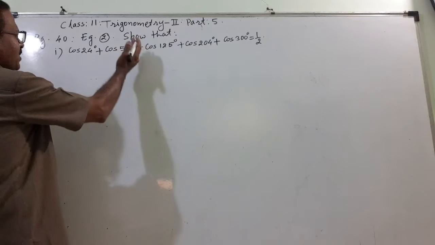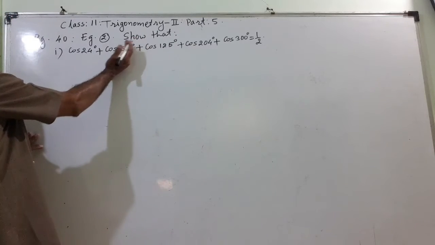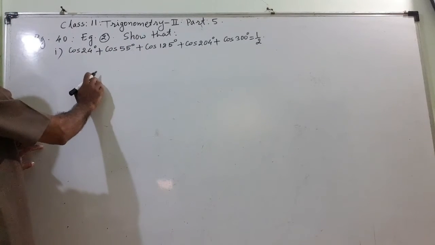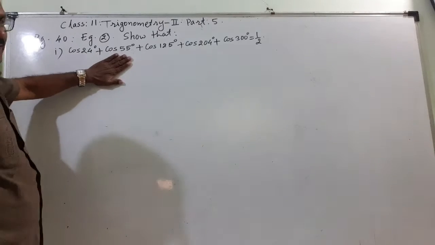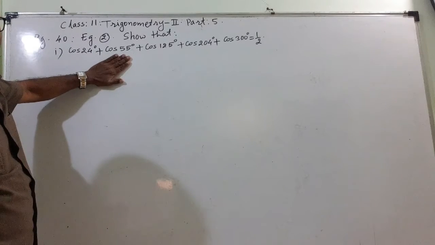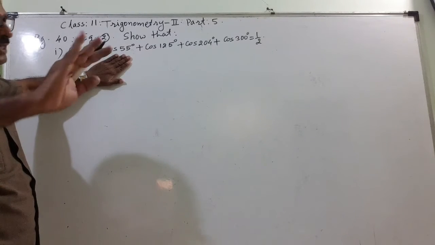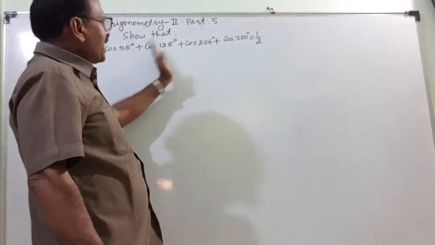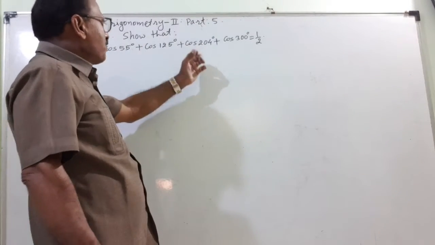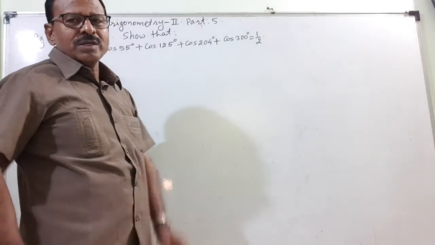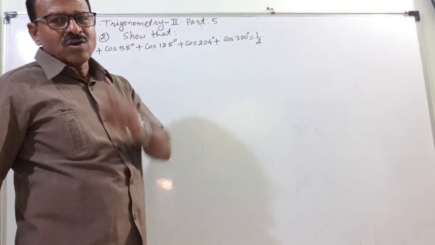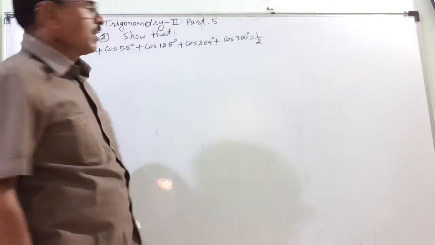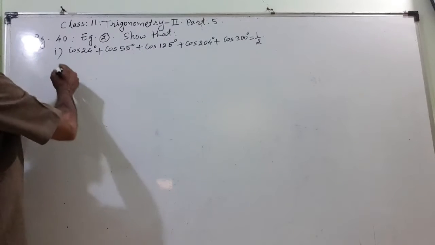Now in this, what to do is: the angles which are less than 90 degree, don't touch them. Angles which are above 90 degree, bring them in terms of 180 degree or 360 degree. How? I will explain it.